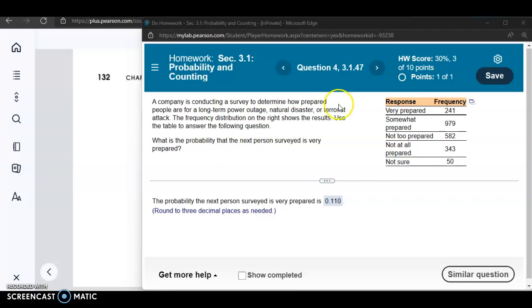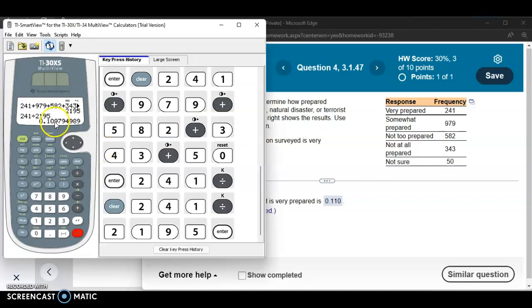Just to quickly recap, we took the number of people in the table that were very prepared for a power outage, natural disaster, or terrorist attack, and then divided that by the total. The total of these numbers ended up being 2195, and when you do 241 divided by 2195 and round it to 3 decimal places, the answer ended up being 0.110. The 9 here gets rounded up to a 10, so you replace the 9 with a 0 and carry the 1 over to the 0, so that's how we got 0.110.